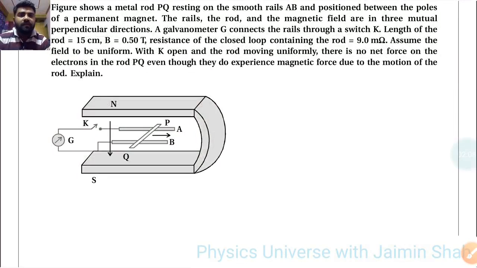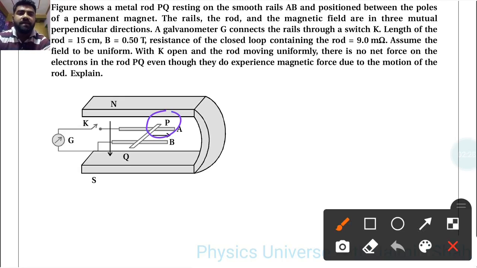So next question is that with K open and the rod moving uniformly, there is no net force on the electrons in the rod PQ, even though they do experience magnetic force due to motion of the rod. Explain. Because of so much excessive charge on P and Q on the rod, the magnetic force will be cancelled out by the electric force.